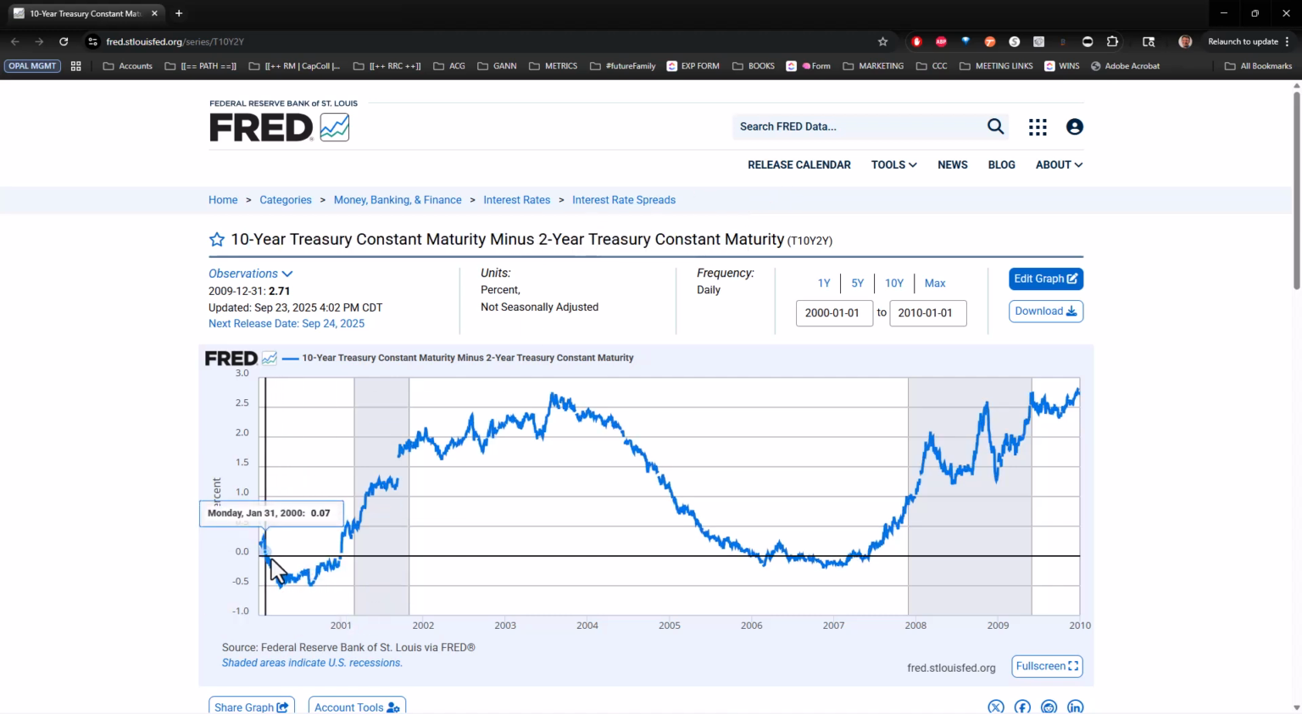And so basically, when it goes negative, it means that the 2-year, because it's being subtracted from the 10-year, is higher, is yielding more than the 10-year. The shorter term duration bill is yielding more than the longer term duration bill, which is very uncommon. And what you can see here is that when it does go negative, when the shorter term 2-year is yielding more than the longer term 10-year, then a recession happens.